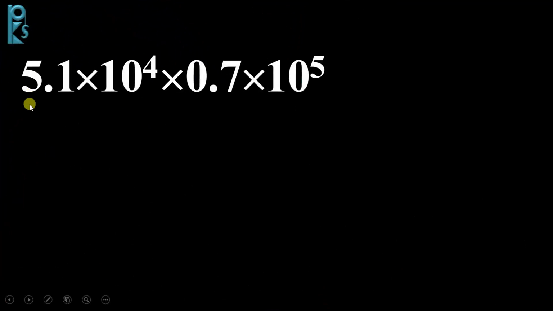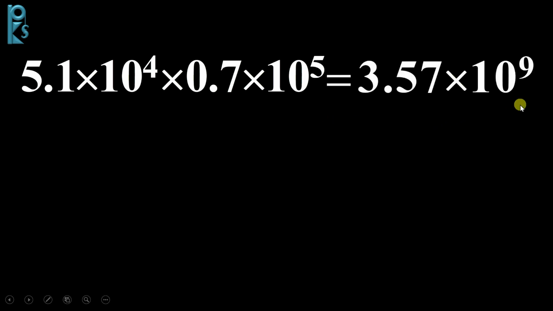In this case, I have 5.1 times 10 to the 4 multiplied by 0.7 times 10 to the 5. First, I should pay attention to the exponents. 10 to the 4 and 10 to the 5 are multiplied, and then I will get 10 to the 9. The coefficients are multiplied, and I will get 3.57 separately. Forget about 10 to the 9. Forget about 10 to the 5. Forget about 10 to the 4. Just pay attention to the coefficients.